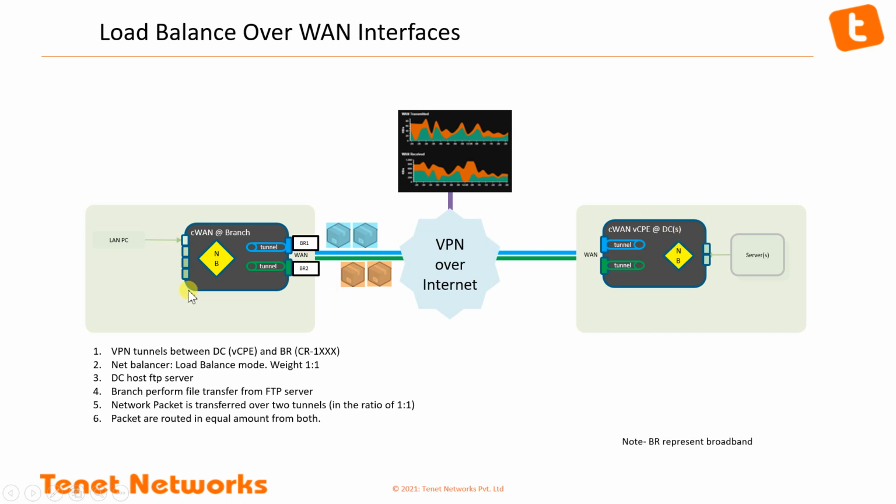These two branches are connected with two VPN SSL tunnels which are done over the internet. For the branch side to get internet, it is using two SIM cards, 4G SIM cards, and for the server side to get internet, it is using one WAN Ethernet connection. And over that, we have two VPN SSL tunnels.